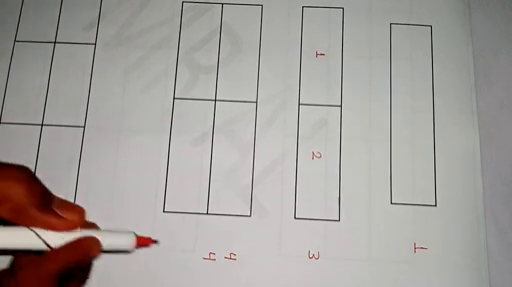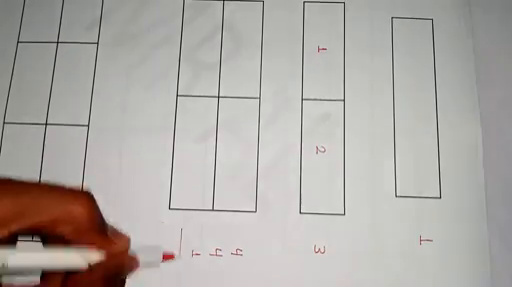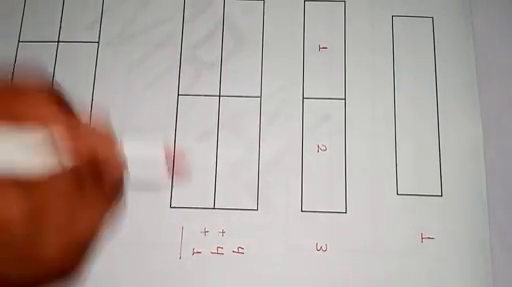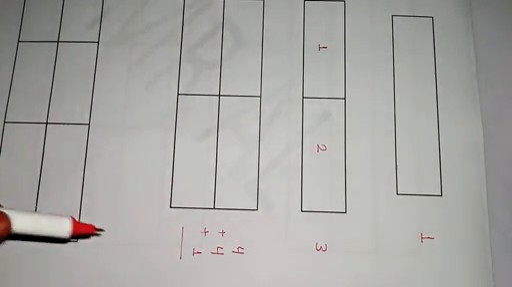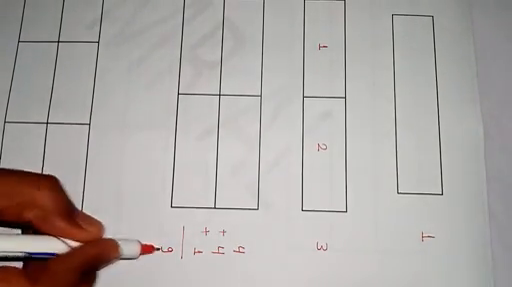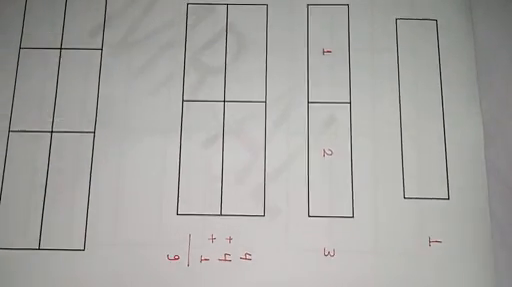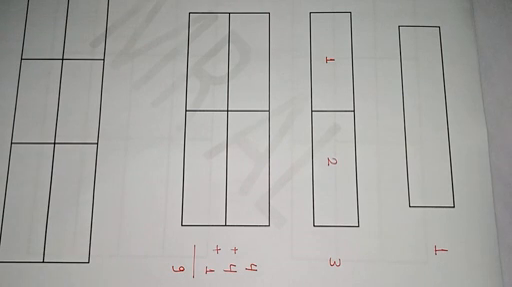Then we have another rectangle. By adding these, we have 4 plus 4 plus 1, that is 9 rectangles. Then we have 9 rectangles formed from that shape.